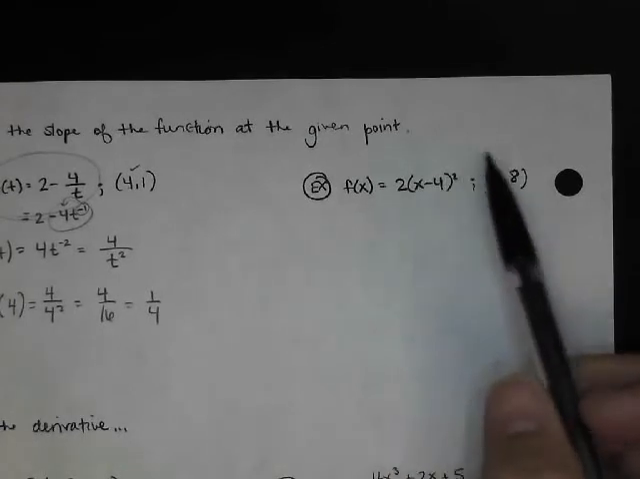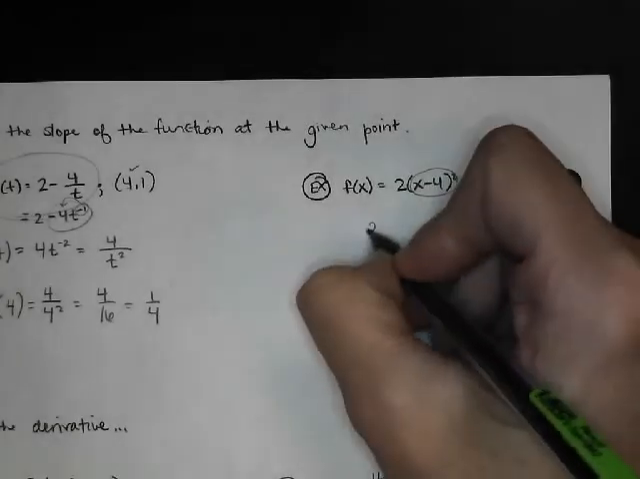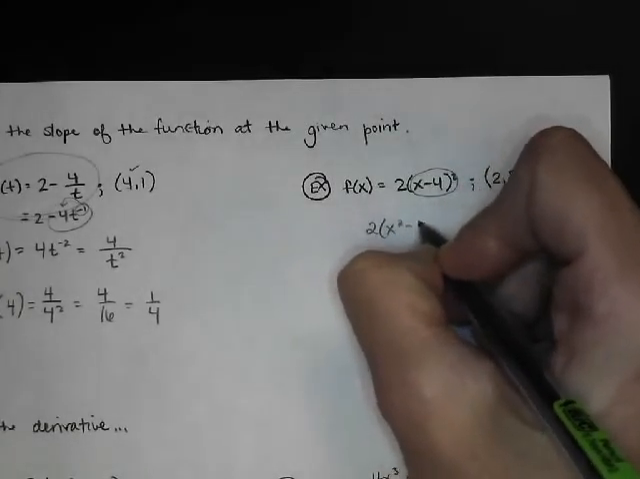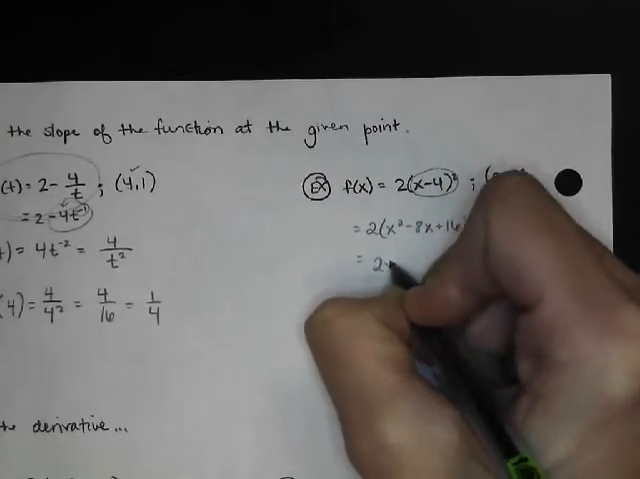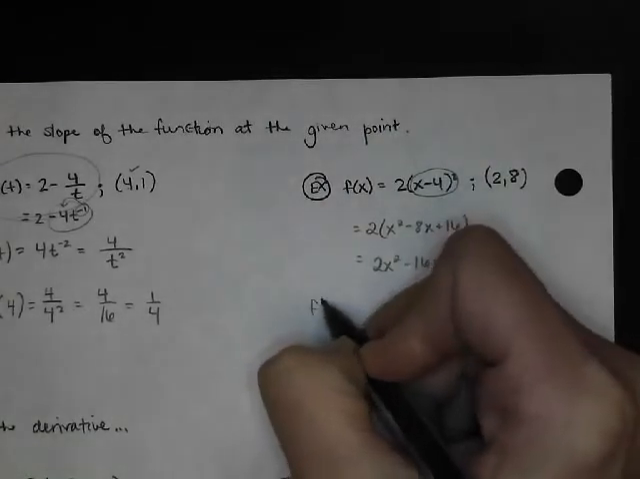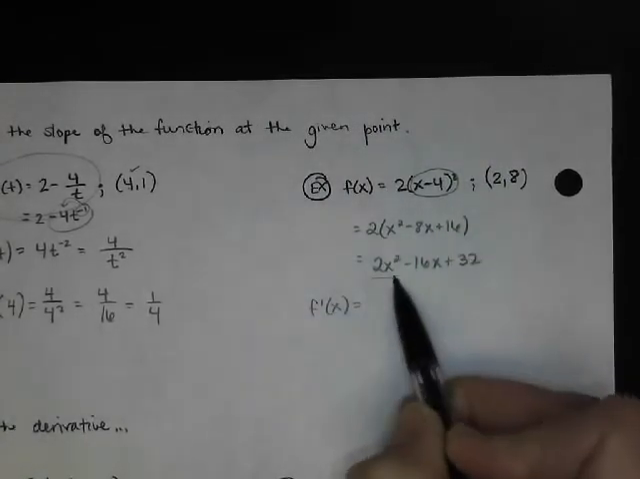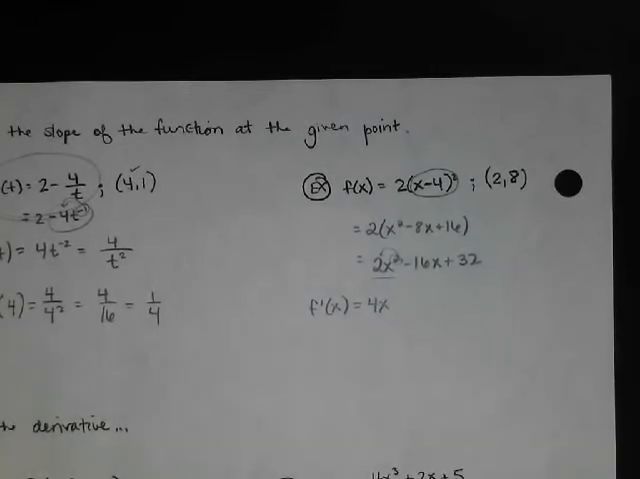On this next one, we need to multiply things out first here. So this x minus 4 squared needs to be multiplied out. Minus 8x plus 16 and distributed. So I'm just rewriting this as a traditional polynomial. And then I can derive f prime of x. On our first term, bring the 2 out in front. That'll give you 4x to the first power.